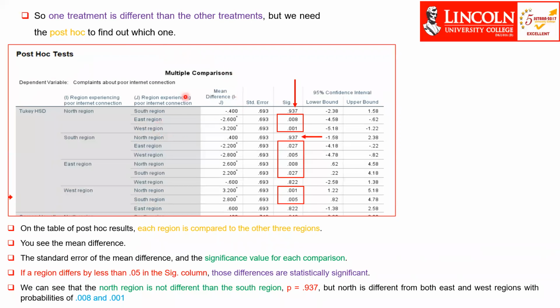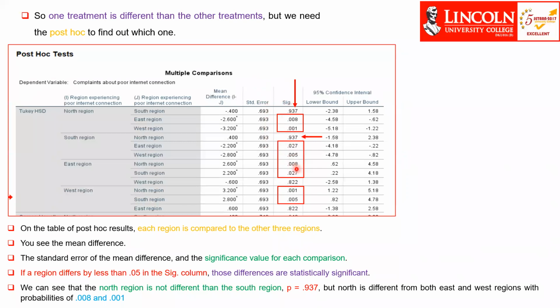Now, if you scroll down again, you're going to see this post hoc test. We have multiple comparisons. In the table of post hoc results, each region is compared to the other three regions. North region is compared to South, East and West; South is compared to North, East and West; East is compared to North, South and West; and West is compared to North, South as well as East. The most important things to look for are the mean difference, the standard error of the mean difference, and the significance value for each comparison.